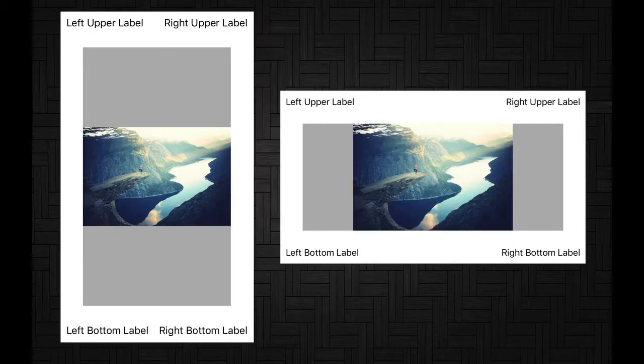As you can see in the final result of our demo video, we will have these 4 labels and one image view in the center, and everything aligned in the view controller.